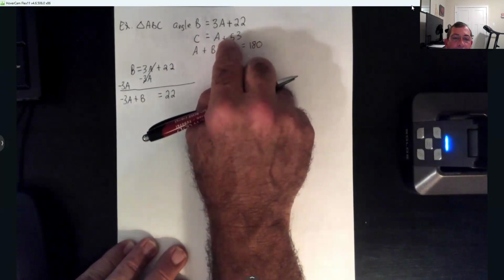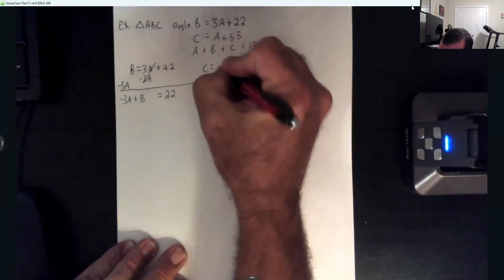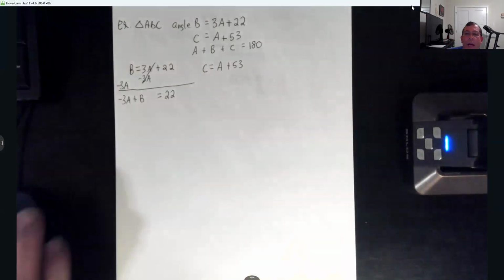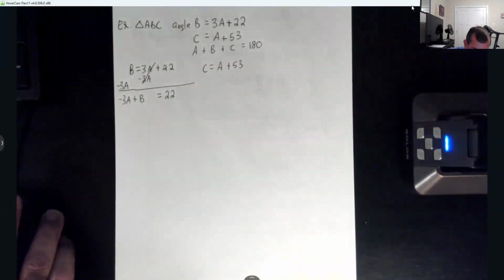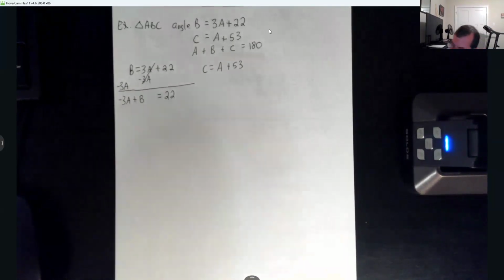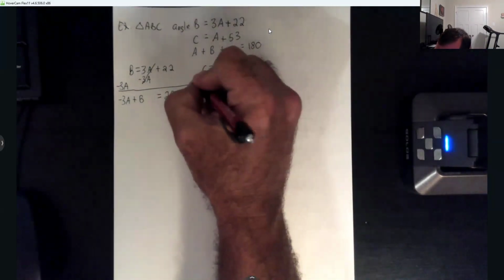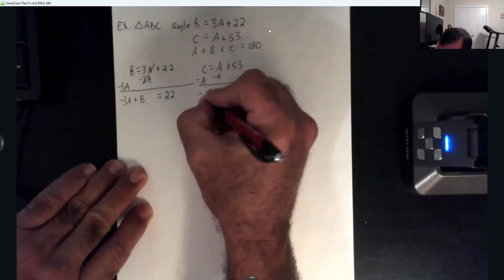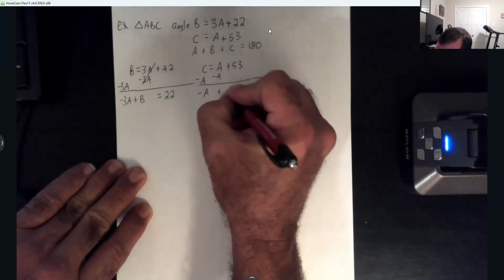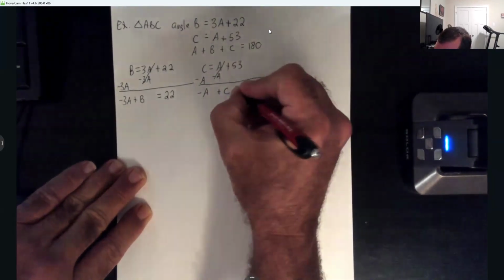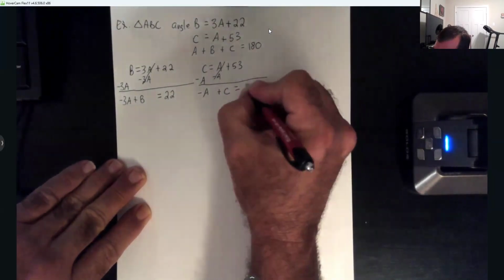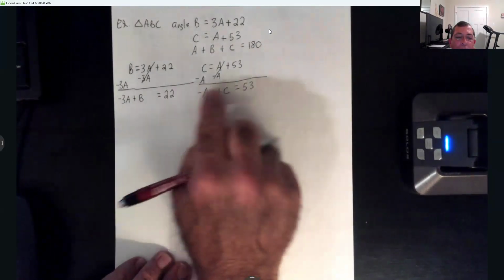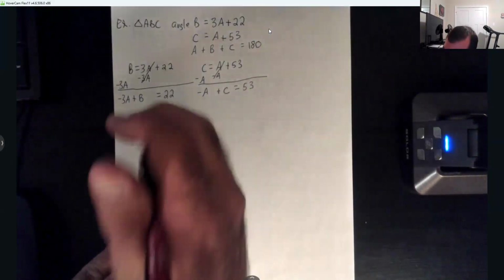So now let's get the C equals A plus 53. And y'all on that one, it looks like all we got to do is subtract the A from both sides. So let's subtract A from both sides. Now, putting them in order, I'll have a negative A plus my C. Those cancel. So all that's left over here is our 53. So now we got 3 equations. Let me set up our system now.